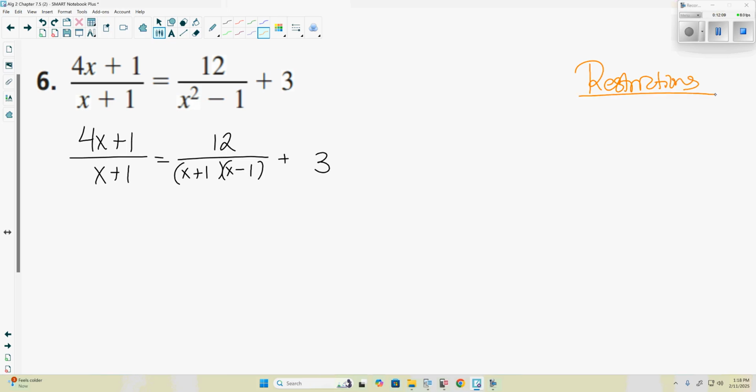Restrictions. There's only 2 places where the denominator can be 0. That's with x plus 1 and x minus 1. Now the x plus 1, we would subtract 1, telling us that if x is negative 1, we'd have a denominator of 0. With our x minus 1, we add 1 to both sides, telling us that if x is positive 1, one of the denominators would be 0. So as long as we don't get 1 or negative 1 as a solution, we will be good. If we do, we just have to throw that solution out.